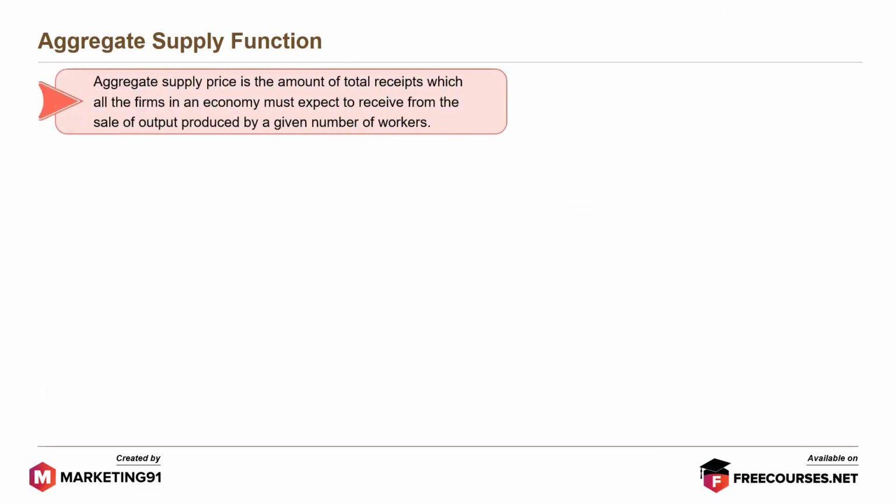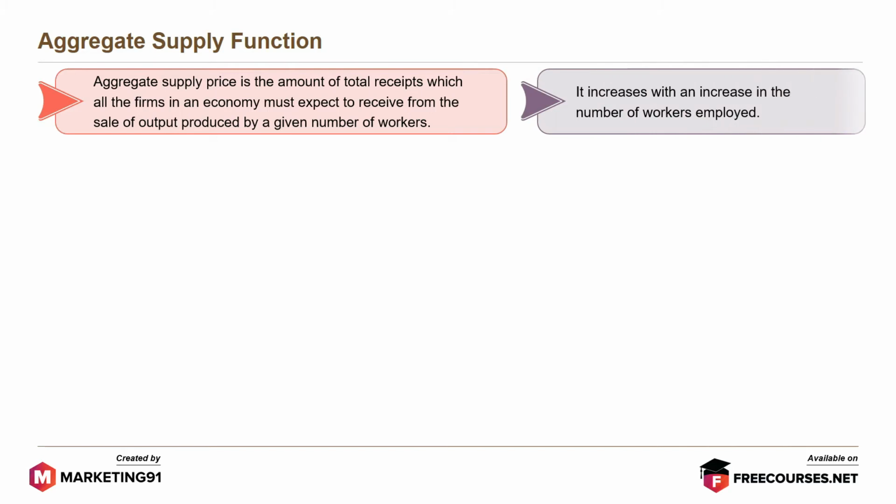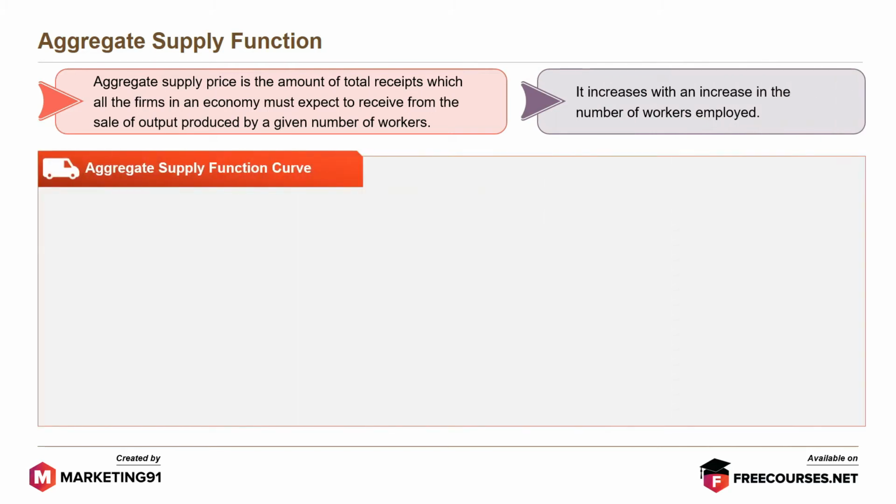Aggregate supply price is the amount of total receipts which all the firms in an economy must expect to receive from the sale of output produced by a given number of workers. It increases with an increase in the number of workers employed. The aggregate supply function curve can be explained graphically.